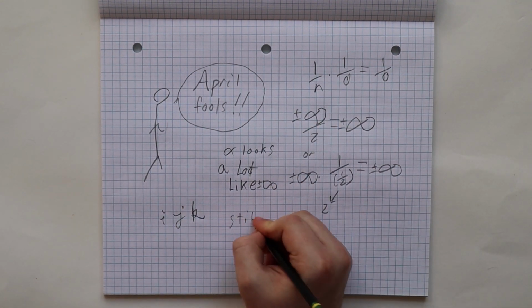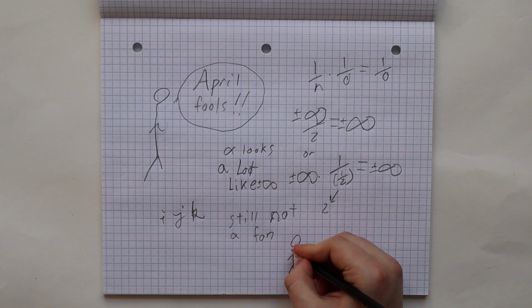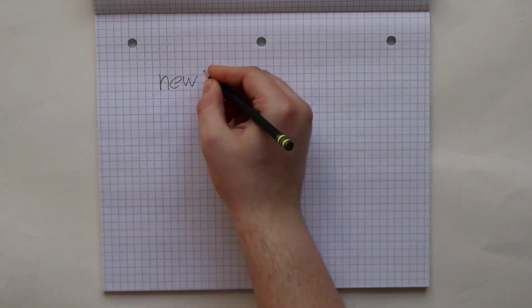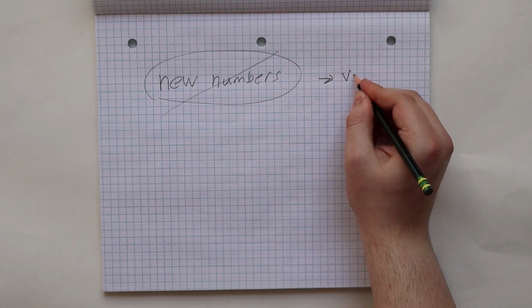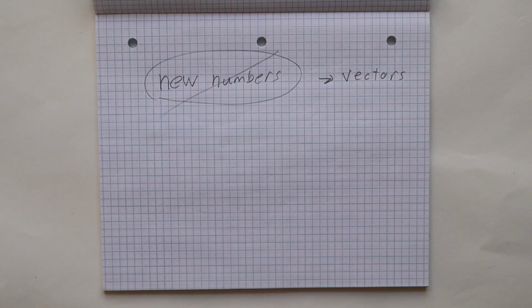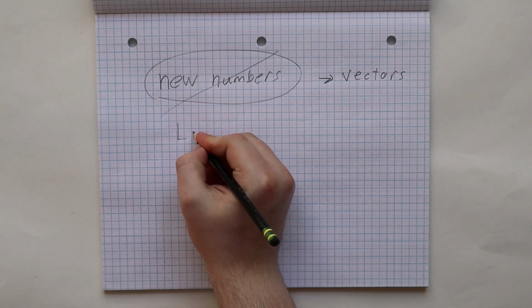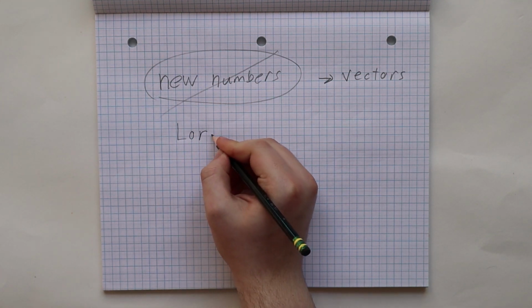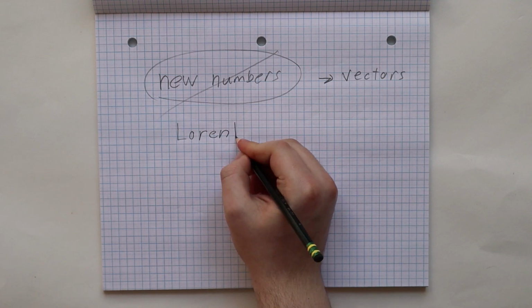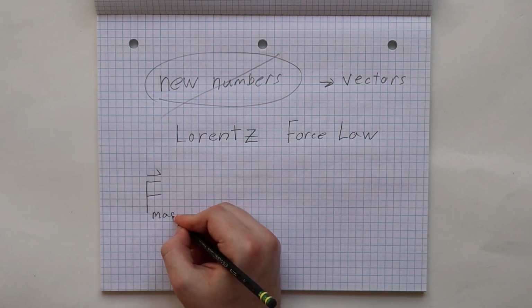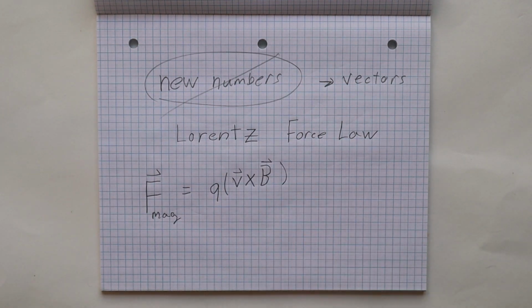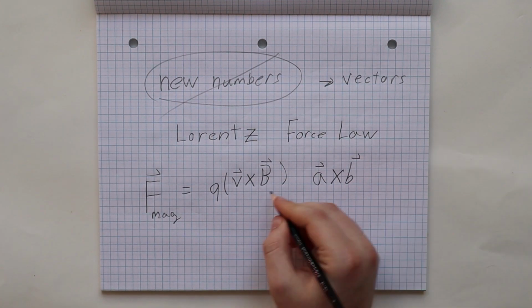I still don't like the quaternions, but instead of trying to find new numbers, I think we should use vectors for modeling the 3D world, even though they're confusing. In fact, vectors better explain things in areas like physics. For example, the Lorentz force law states that the magnetic force is equal to the charge of a moving particle times the cross product between the velocity of the particle and the magnetic field. The cross product is a way to multiply vectors together.